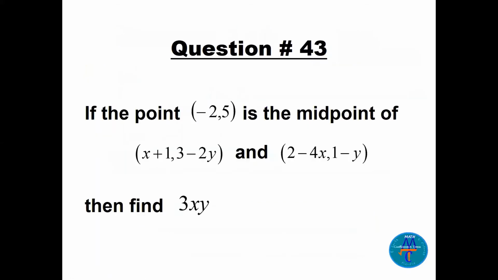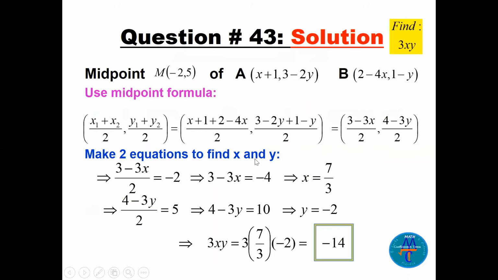43. Easy. Just a midpoint here. If the point minus 2, 5 is the midpoint of this and this, find 3xy. So you can sketch it so easy. This is a point, let's say A. This is a point B. That's in the middle here. So this is like M. Apply the formula on A and B, and then make an equation to find x and to find y. So let's find the midpoint between A and B.